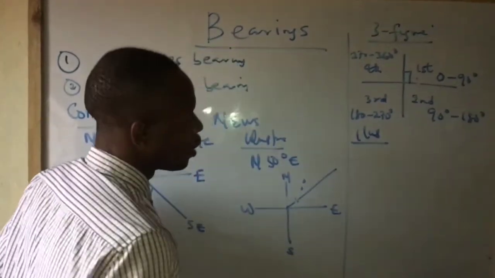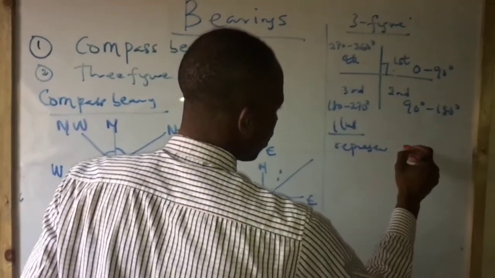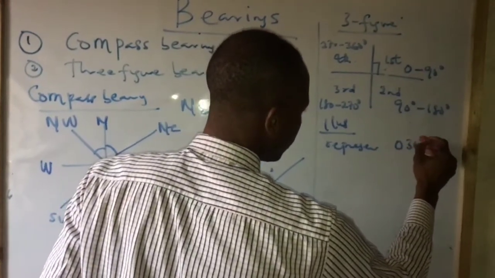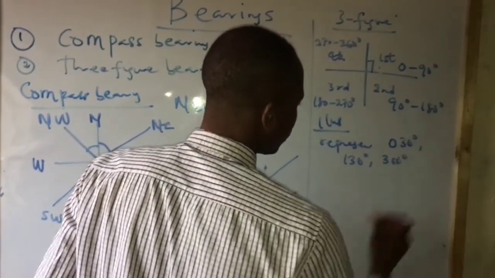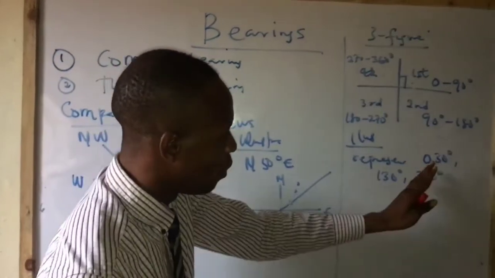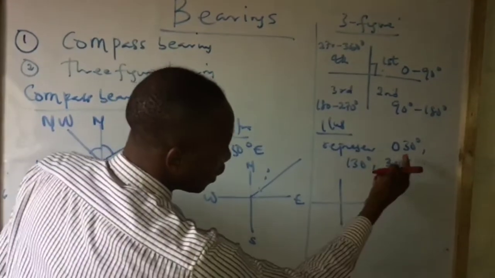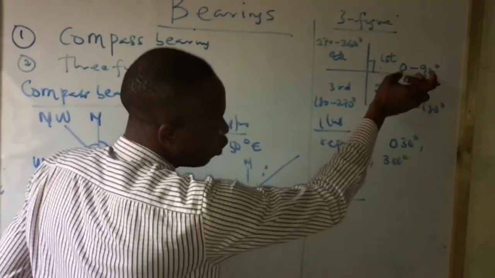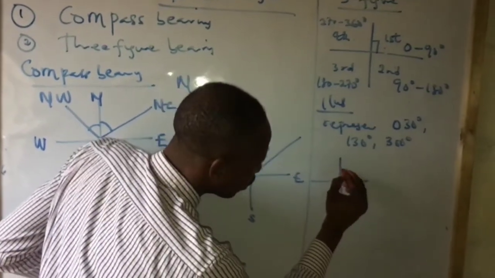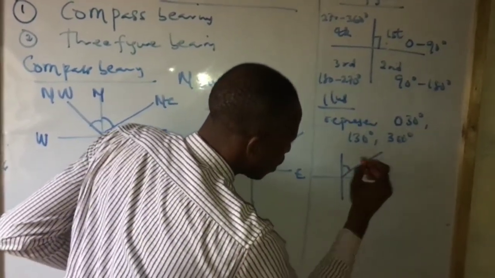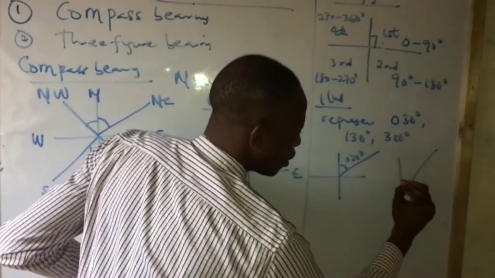Let us assume we want to represent 030 degrees, 130 degrees, and 300 degrees. These are three figure bearings. You can see this is 030, so it's in between 0 and 90. Look, the starting point is from the north, so I'll start from here. 030 degrees is simply like this.